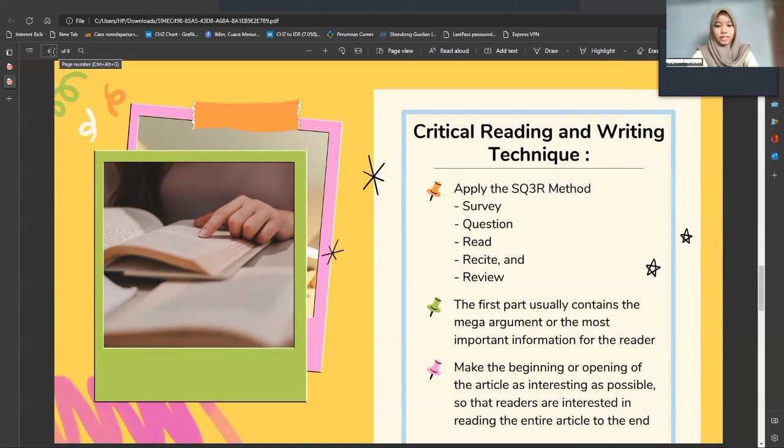The second is the first part usually contains the mega argument or the most important information for the reader. The third is make the beginning or opening of the article as interesting as possible so that readers are interested in reading the entire article to the end.